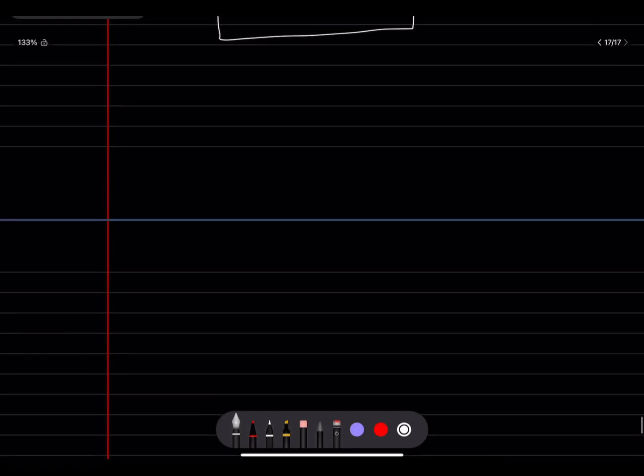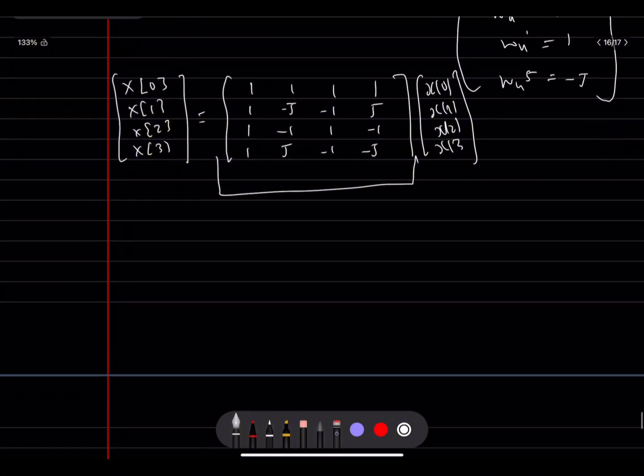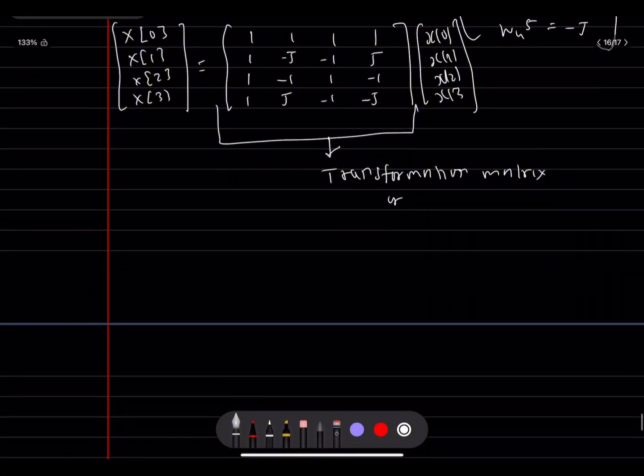So now that we understand how the Twiddle factor method came about, which I explained in my previous video, this matrix that we got is what we call the transformation matrix, or the phase matrix, or the Twiddle factor matrix.